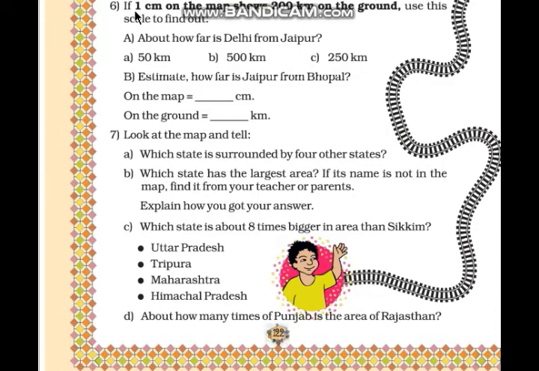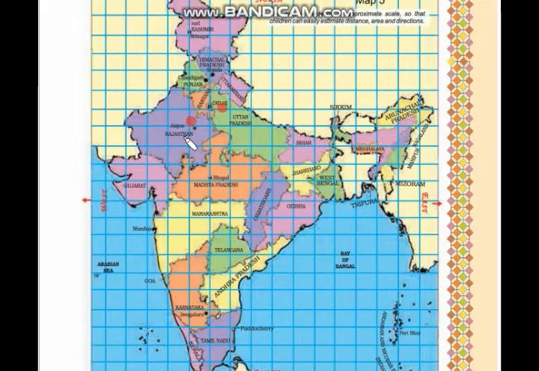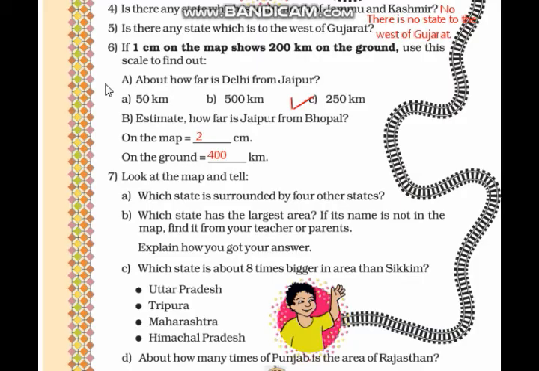Now question number 6. If 1 centimeter on the map shows 200 kilometer on the ground, use this scale to find out about how far Delhi is from Jaipur. So you can find out the distance between Delhi and Jaipur using a scale. If you observe here, the distance between Delhi and Jaipur is 1.5 centimeter. That means 250 kilometer on the ground. So in answer A, option C is correct, 250 kilometer.